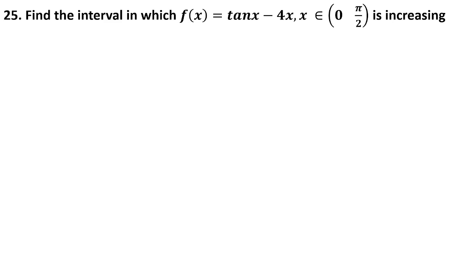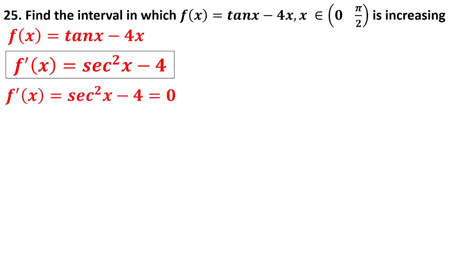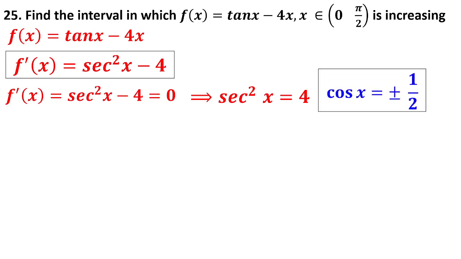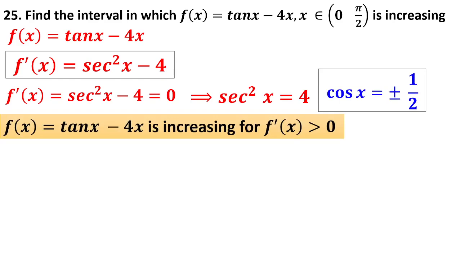Find the interval in which this is increasing. We have to check only increasing. I am finding the derivative. Secant square minus 4 is 0. For secant square x is equal to 4, or cos x is equal to plus or minus 1 by 2.